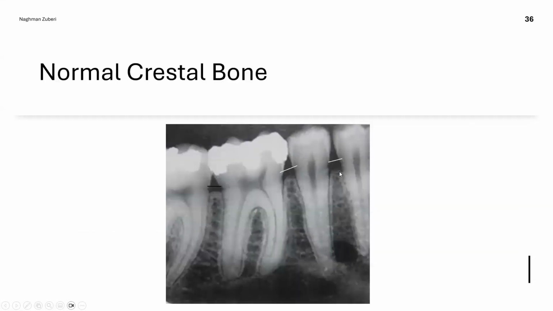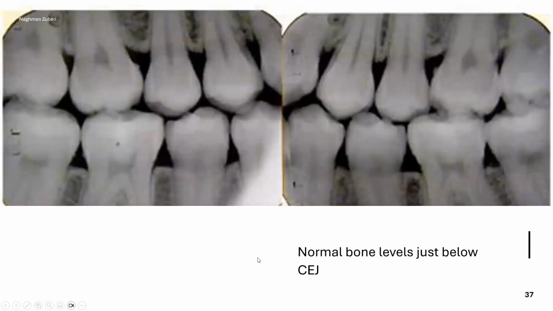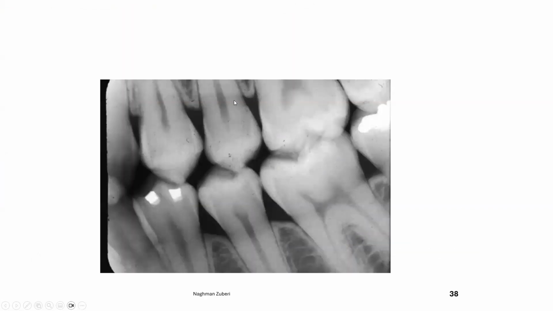These are the lines, and here we can see that, though on this radiograph we can see some calculus deposits, normal bone level is still present. Another case.